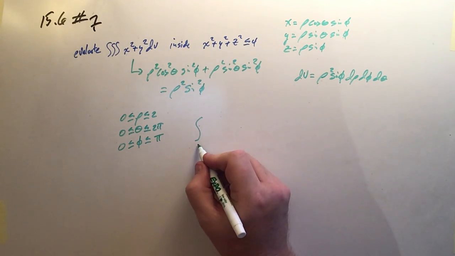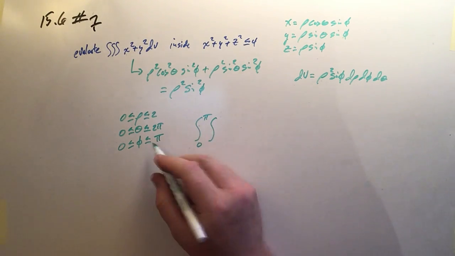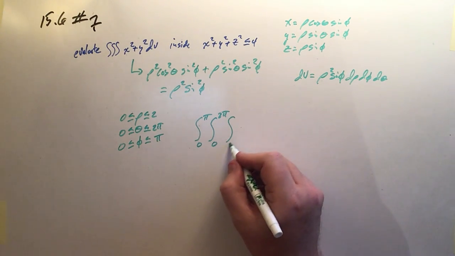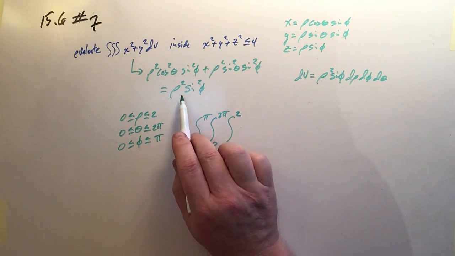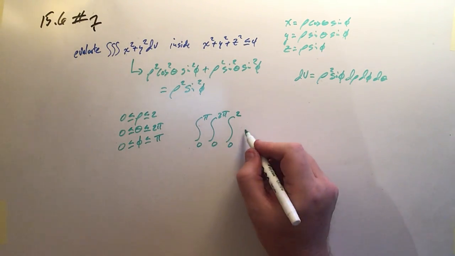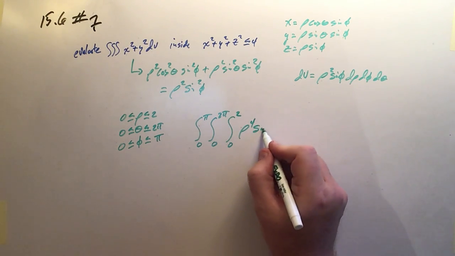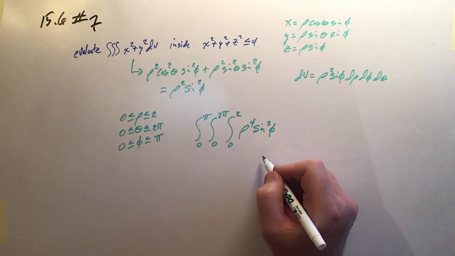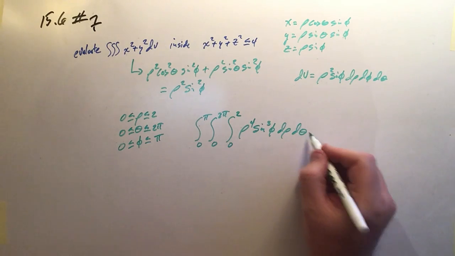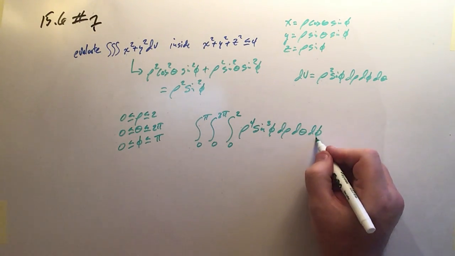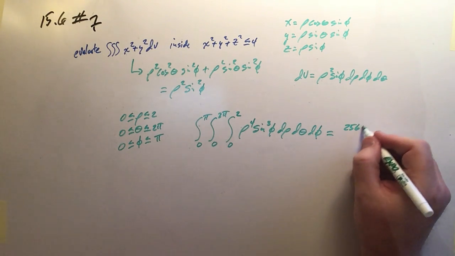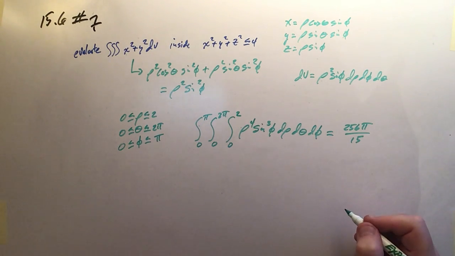So I'll go phi first, 0 to pi, and then theta next, 0 to 2 pi, and then we'll do rho first, so 0 to 2. Again, the function's going to be the integrand plus the differential piece, so it's going to be rho to the 4th, sine cubed phi, and then the order we have it here is d rho, and then the next one out is d theta, and finally d phi. And if we go ahead and evaluate this, we get the very obnoxious 256 pi over 15.